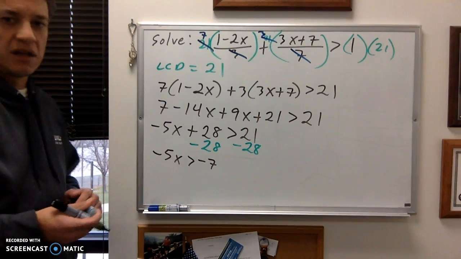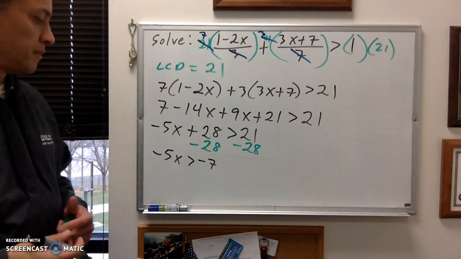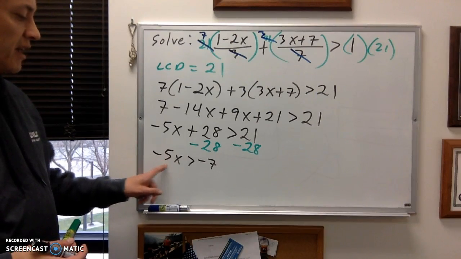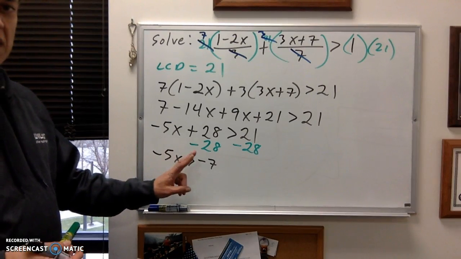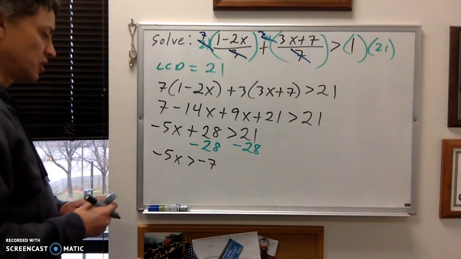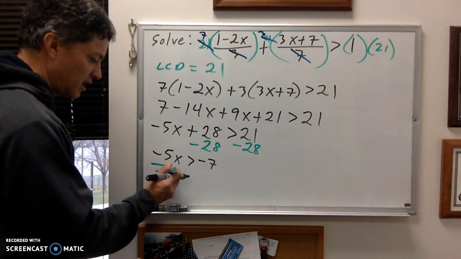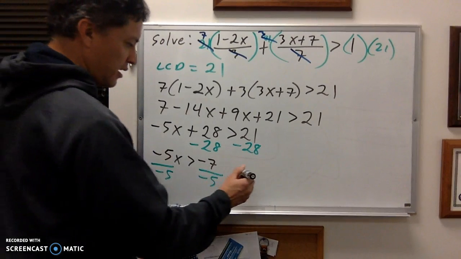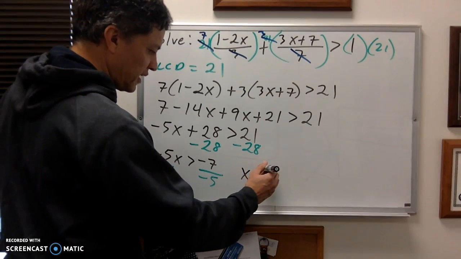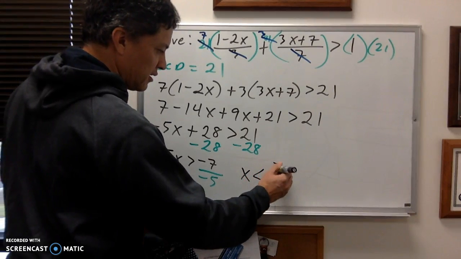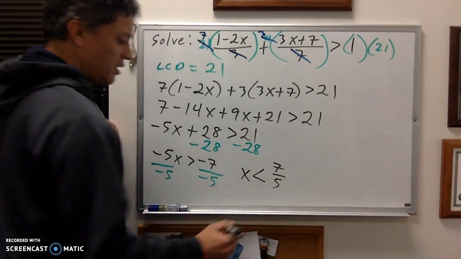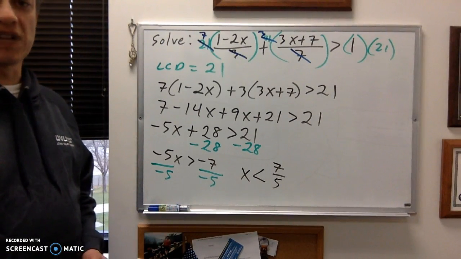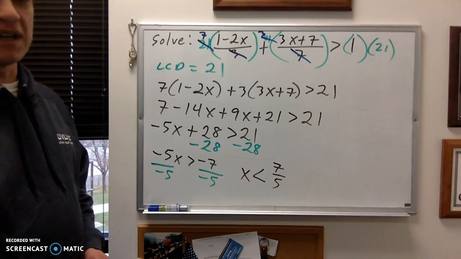All right, here's where you need to watch out. We're going to be dividing by a negative 5. Whenever you divide by a negative number across an inequality, it's going to make that inequality switch its sign. So we'll divide by a negative 5, and that gives us x is less than 7/5. Now that would be our answer if this was, say, an elementary algebra type class, but this is an intermediate algebra type class.